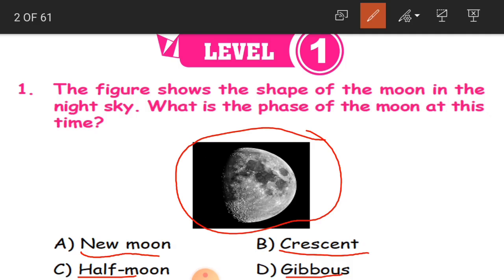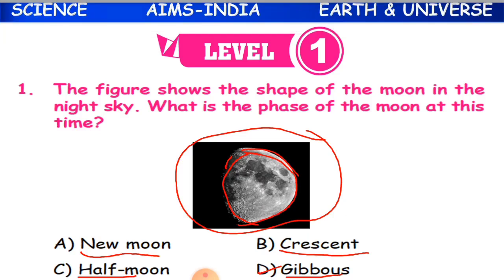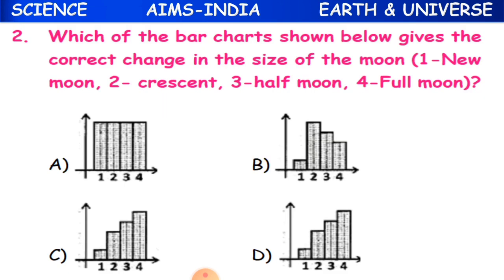The answer is gibbous moon, which is greater than a semicircle. See, it is not a circle and it is not a semicircle, so it is greater than a semicircle. This shape is called a gibbous moon. Clear, children?